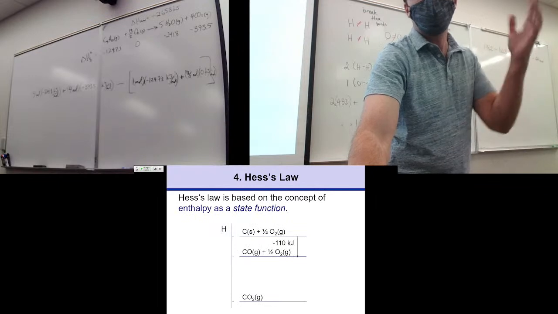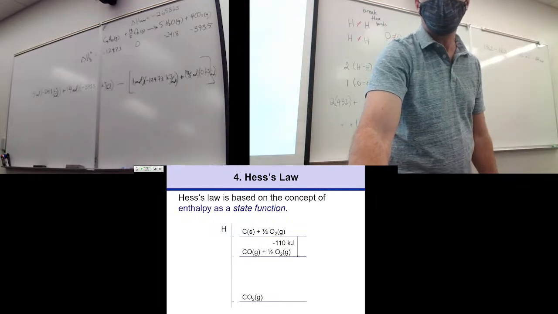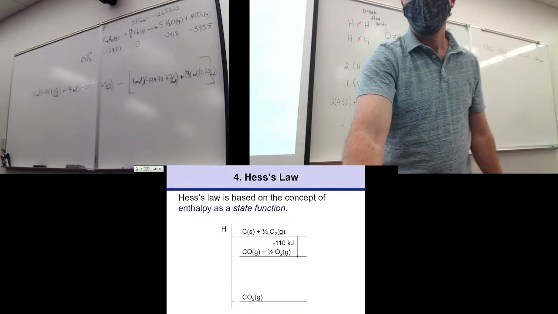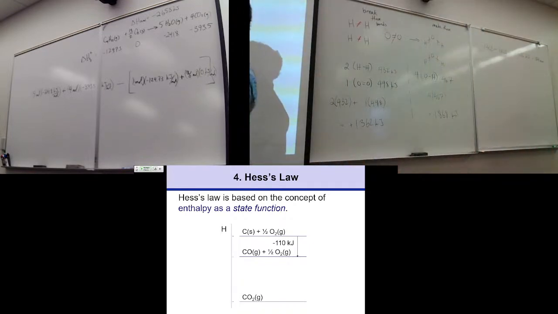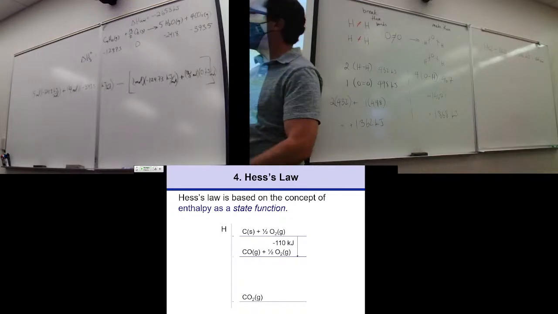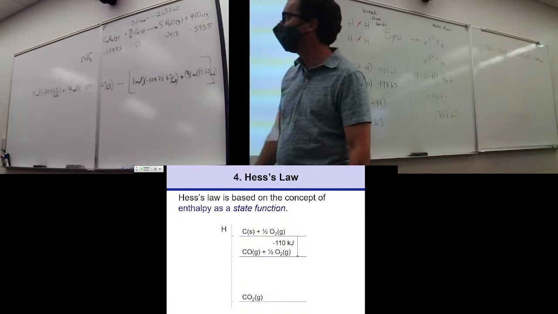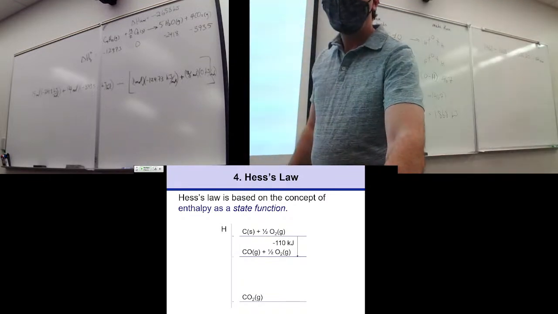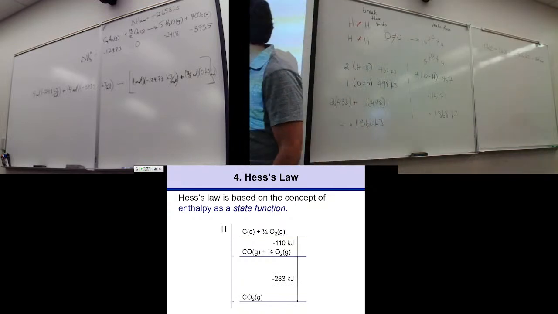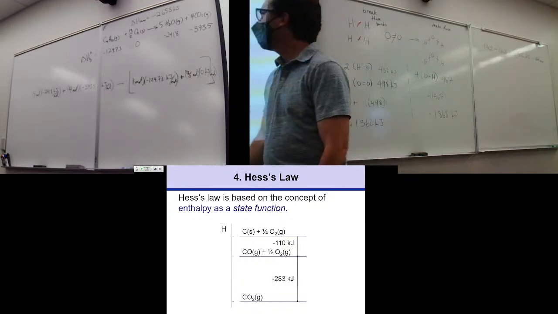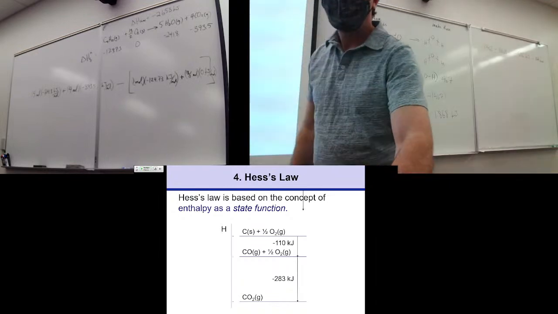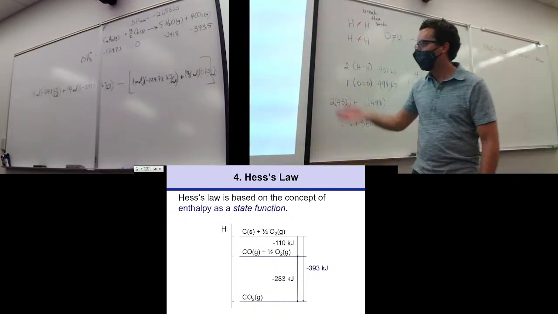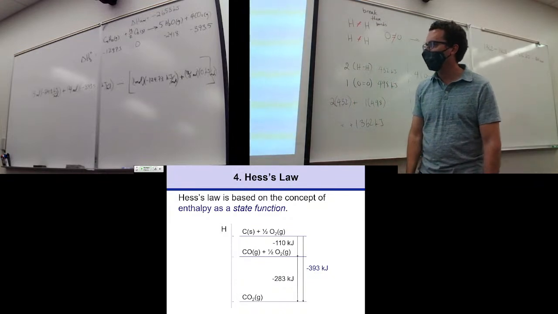Here's a visual that goes along with that reaction that was just on the board. The reactants carbon and oxygen have a lot of energy. When you make carbon monoxide, it releases energy because the products have lower energy than the reactants do. In the second reaction, it releases more energy, but if you go straight from these starting materials to these products, it's just those two together, and you can see that they literally do add up to minus 393 kilojoules.